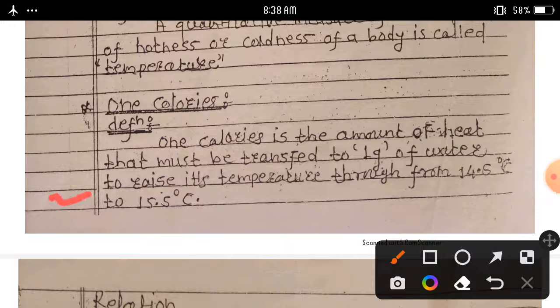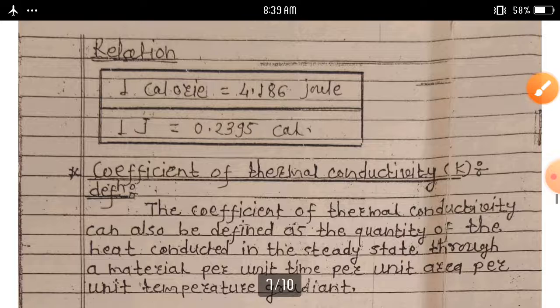Definition: 1 calorie is the amount of heat that must be transferred to 1 gram of water to raise its temperature from 14.5 degrees Celsius to 15.5 degrees Celsius. The relation: 1 calorie is equal to 4.186 joule, and 1 joule is equal to 0.2395 calorie.